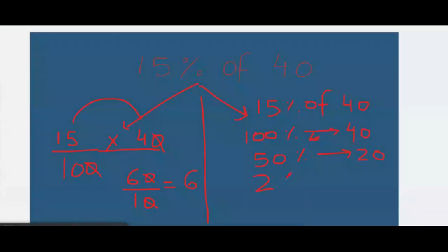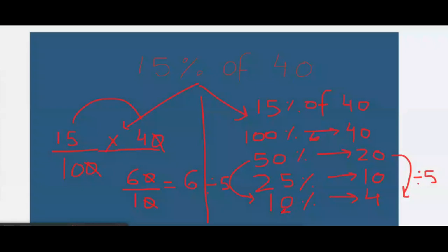And what about 25%? 25% will be half of 20, which is equal to 10. Okay, now we need to calculate 15%. So let's talk about 10%. What will be the 10% of 40? Can you find the relationship between 50 and 10? If we divide 50 by 5, we get 10, right? So what about 20 divided by 5? What do we get? We get 4, right?